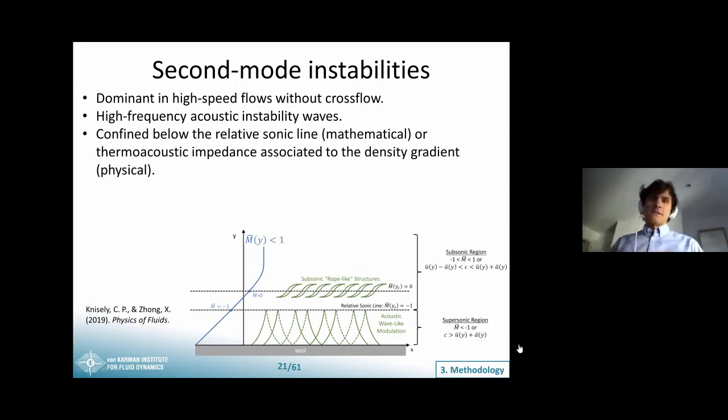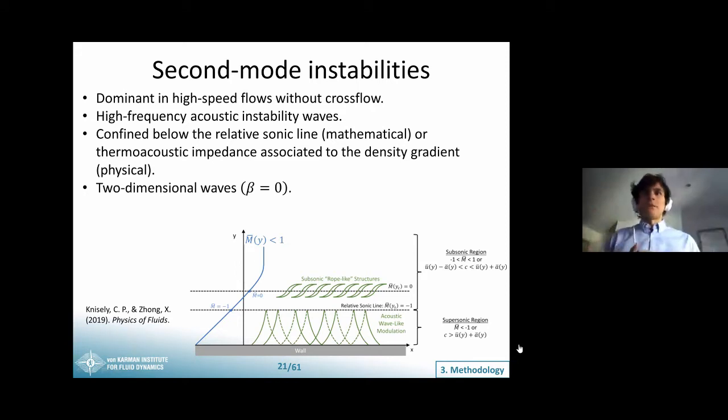This is a rather mathematical explanation, but there is a more physical one that was proposed by Dr. Kuhl recently, which consists in interpreting that the instabilities are actually confined under the thermoacoustic impedance that is associated to the density gradient.